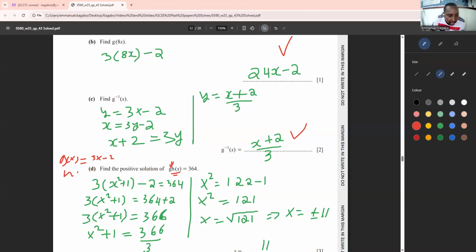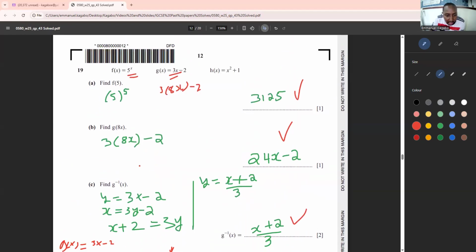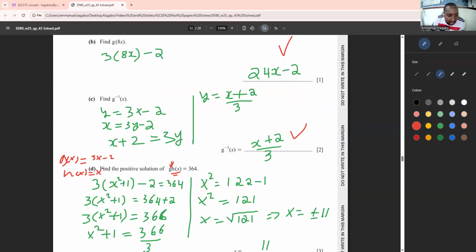And h of x here from the question, h of x is x squared plus 1. That's why you see plus 1. So 3 bracket x squared plus 1 minus 2. Open the bracket. Actually, correct, have that the easier way. Take this on the other side. I'll get 3 times x squared plus 1, then equals 364 plus 2. Then will give me 368.